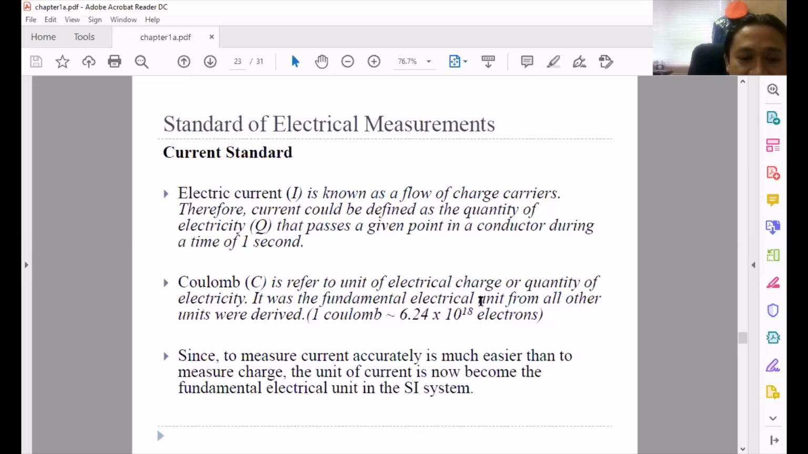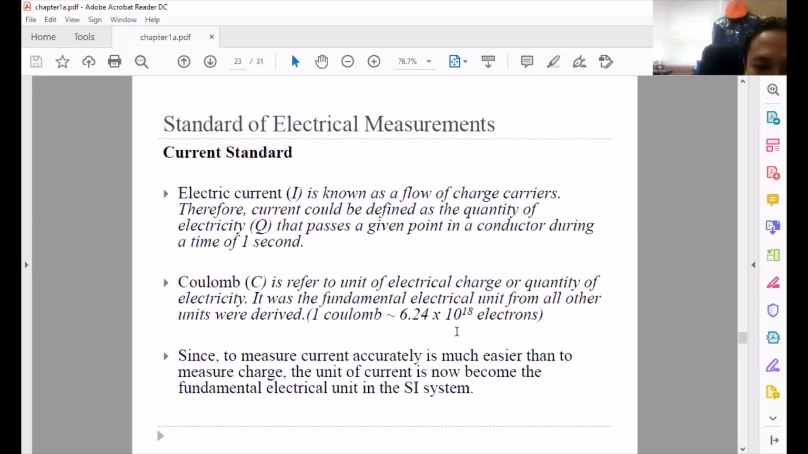This is the current standard. The electrical current is known as the flow of the charge carriers. Therefore, the current could be defined as the quantity of electricity that passes a given point in the conductor during a time of 1 second. This is the definition of electrical current. The coulomb is the unit of electrical charge, or quantity of electricity. It is the fundamental electrical unit from which all other units were derived. 1 coulomb equals 1.24 times 10 to the power of 18 electrons.